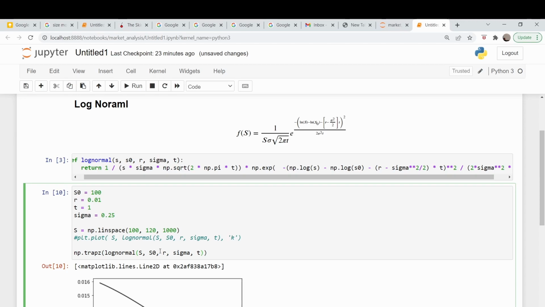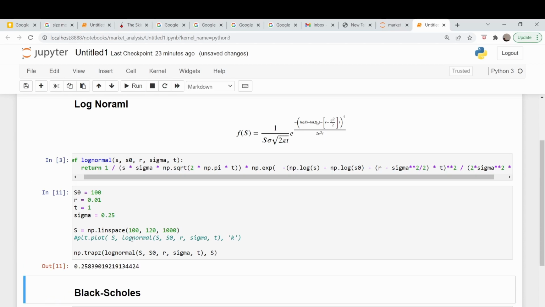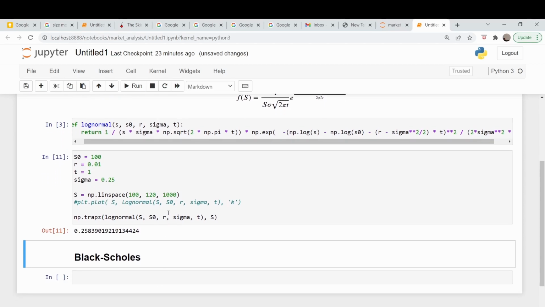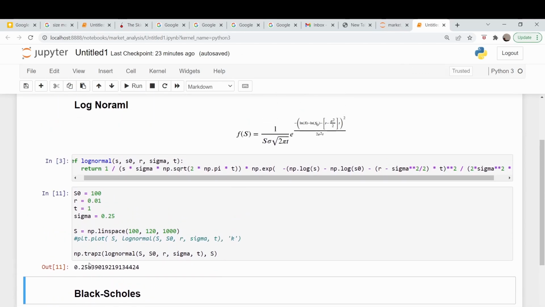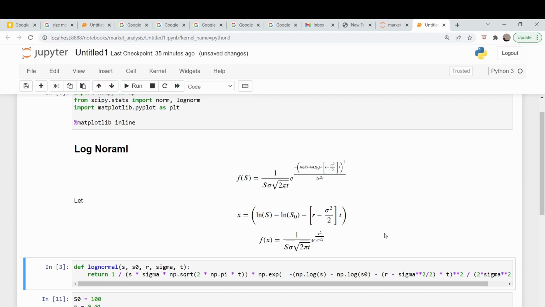And this is the opposite of MATLAB. MATLAB does x comma y. NumPy, for whatever reason, does y comma x. So our x values here are our stock prices, and that's our probability. So in the next year, the probability that we will be between 100 and 120 is this number right here. So about 26%.